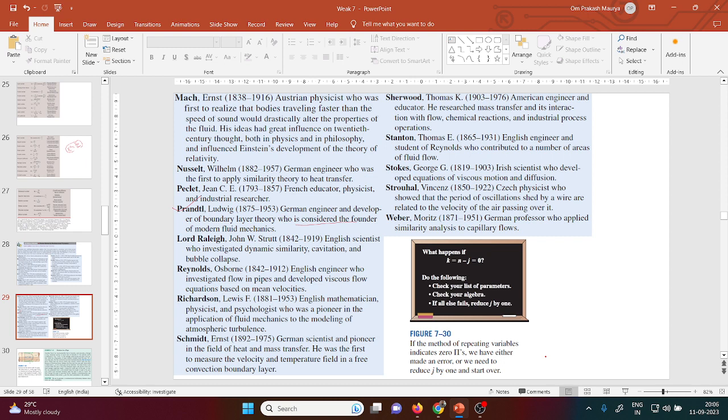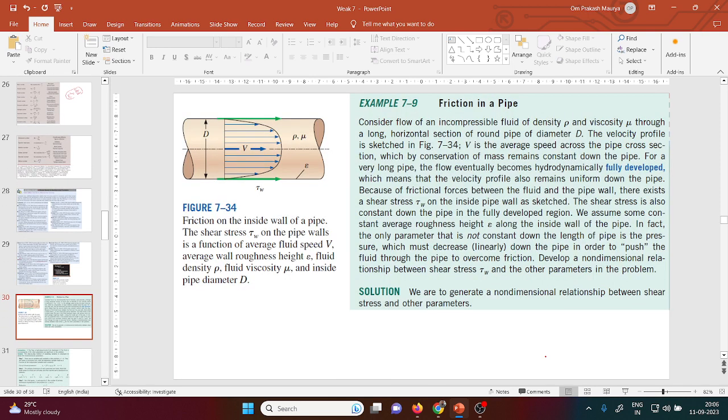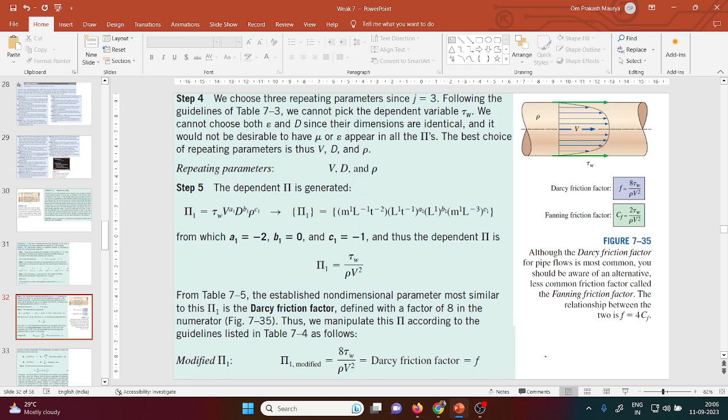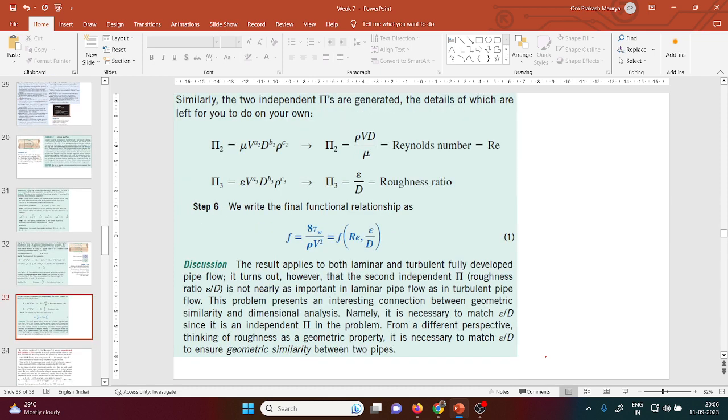When you go deeper and deeper in fluid mechanics, definitely you will see this. One example I have, you take the screenshot, the friction in the pipe. You take a screenshot of this. This is the final.